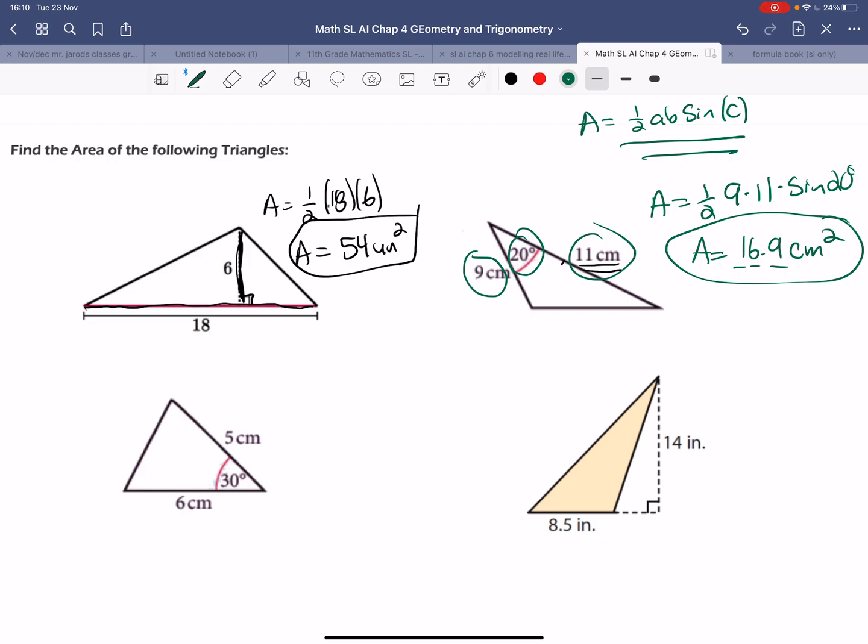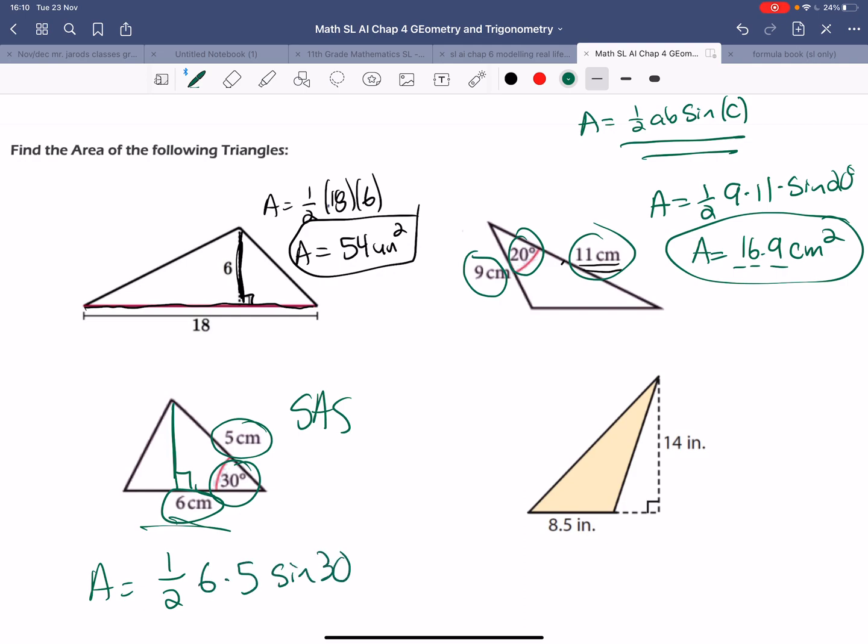Next one, we know the base is 6, but we don't know the height because they have to be perpendicular. But we do look and we've got side, side, and the angle in between them. So we've got side, angle, side. So we can do our formula. Area equals 1/2 times 6 times 5 times sine of 30.